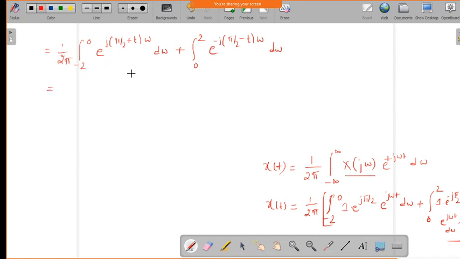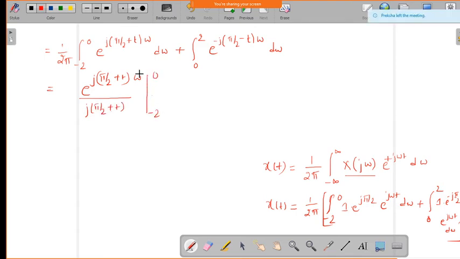So try to do it. So how will we get it? This will be equal to e power j(pi/2 + t) omega, divided by j(pi/2 + t), where omega varies from minus 2 to 0.